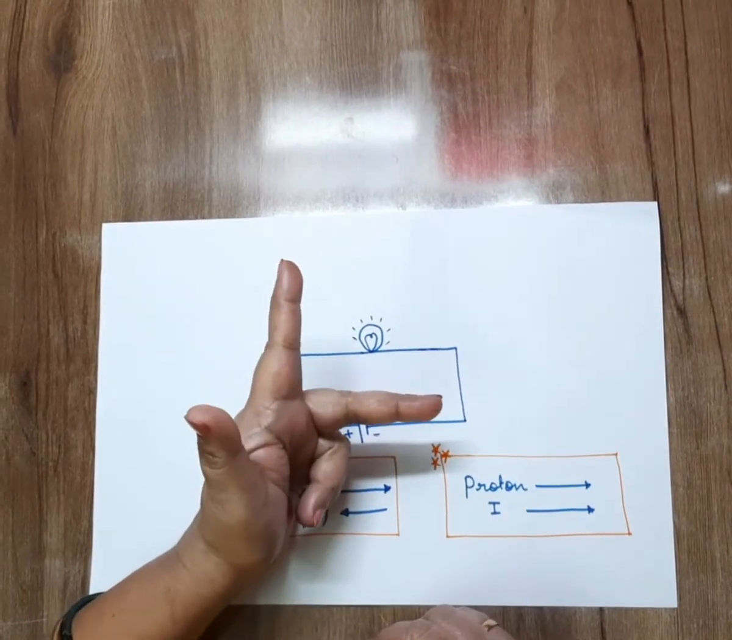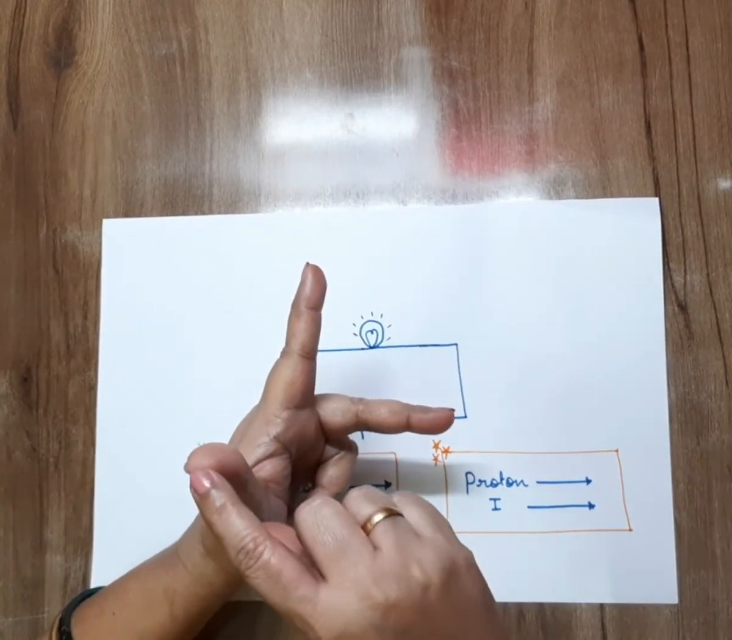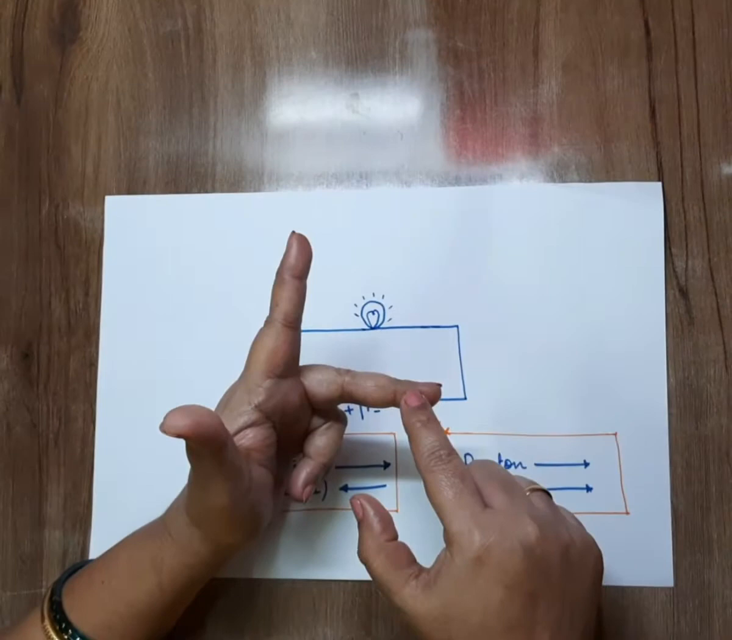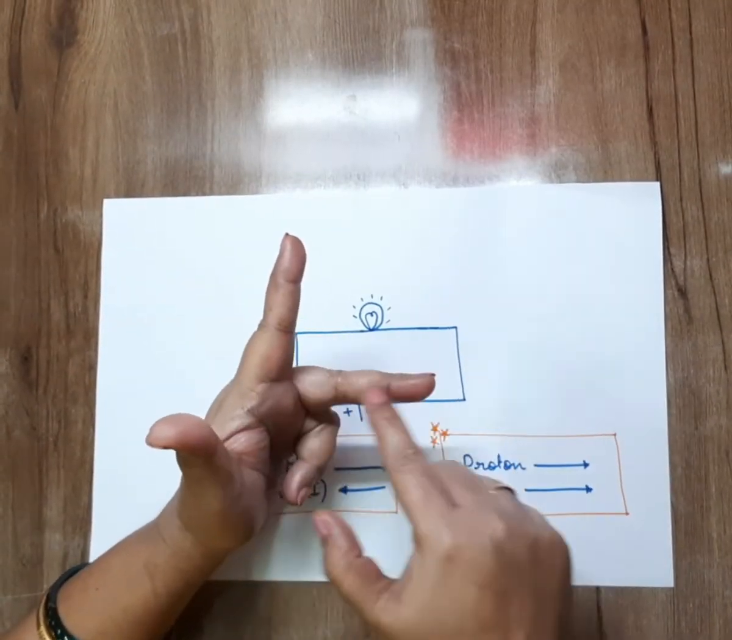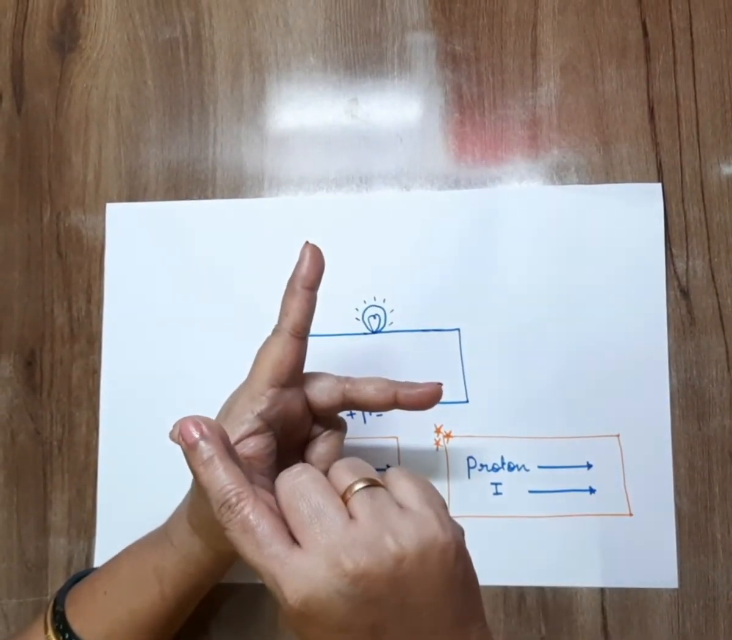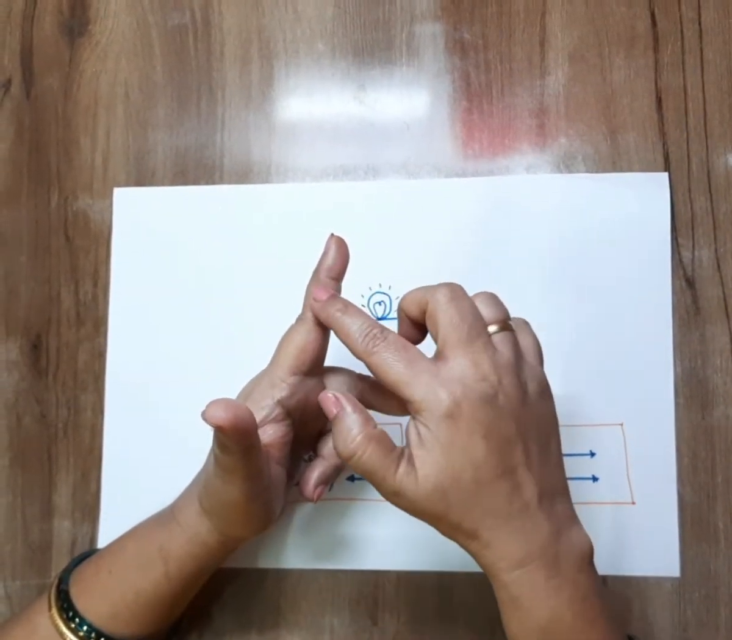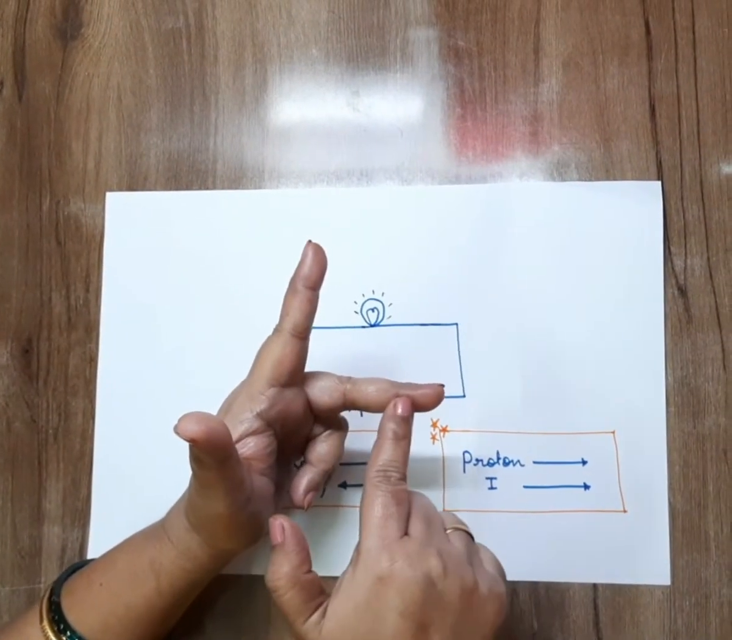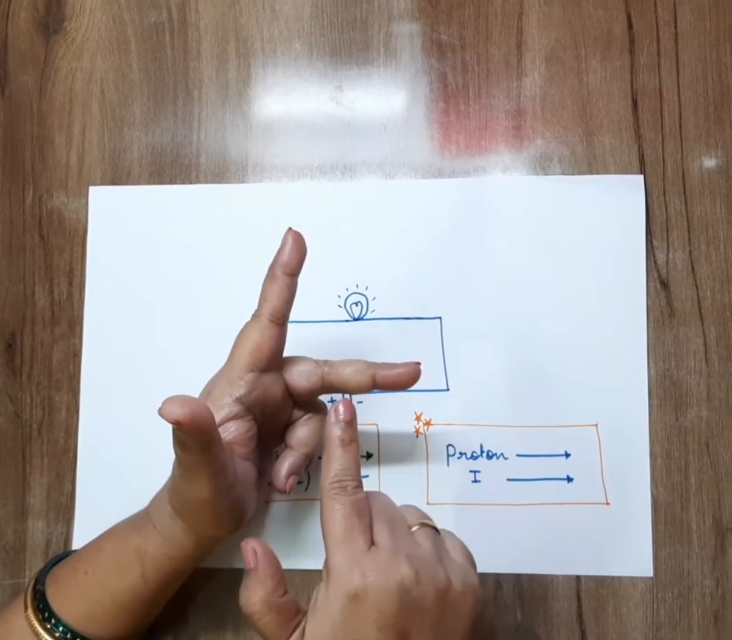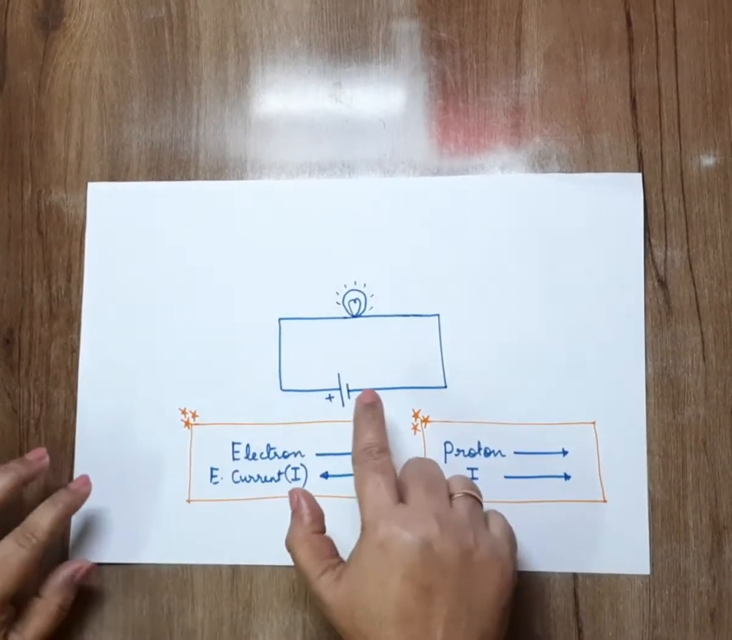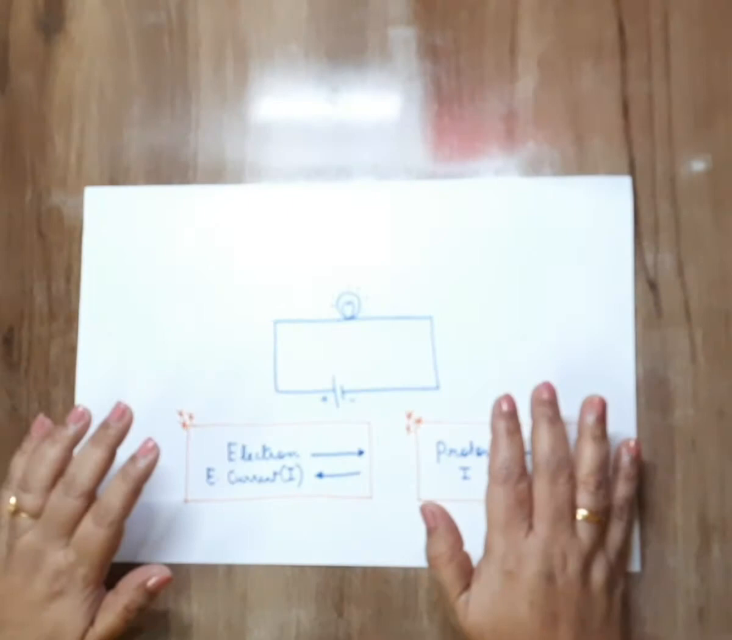Hold your left hand fingers in such a way that thumb, forefinger and middle finger are mutually perpendicular to each other. Thumb indicates force. Here forefinger indicates magnetic field and middle finger indicates current, electric current here. Now I have taken a simple circuit here.